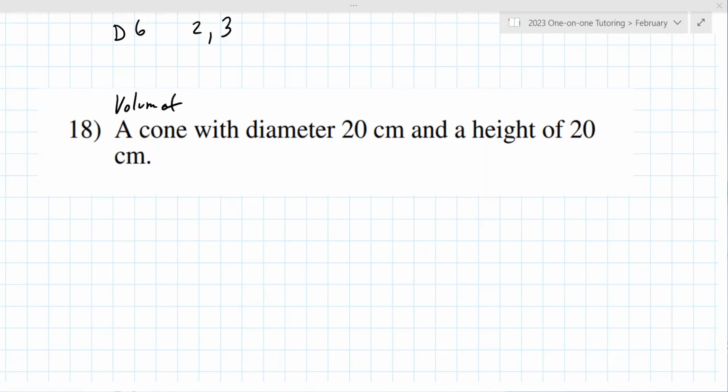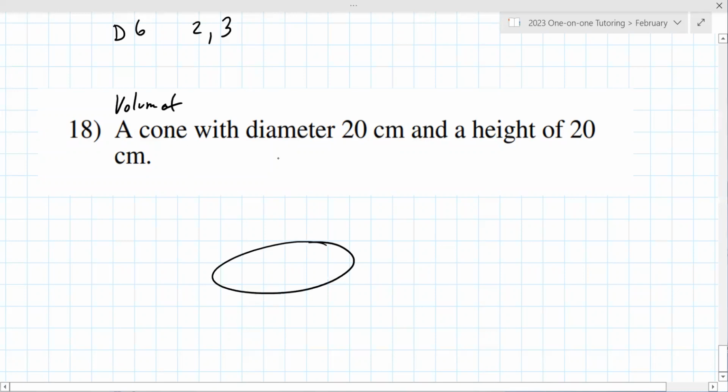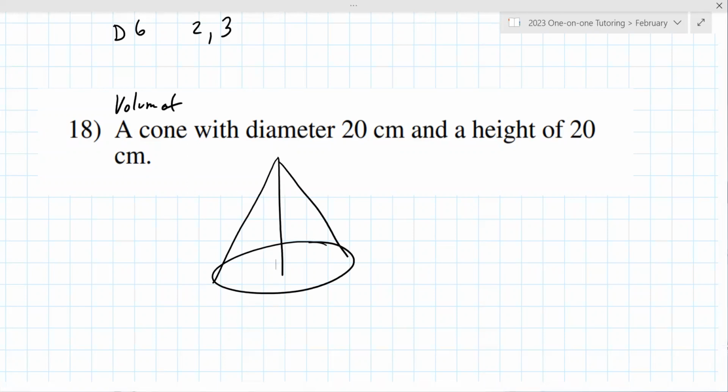Well, I drew it out, and basically, if the diameter is 20, it would, wait, shoot, never mind. I gotta do the radius. That's right. So first, I do 10 times 10, which should give me 100. And then I do 100 times 20, which would be 2000. It'd be 2000 pi centimeters cubed. Okay, so that's a better answer.